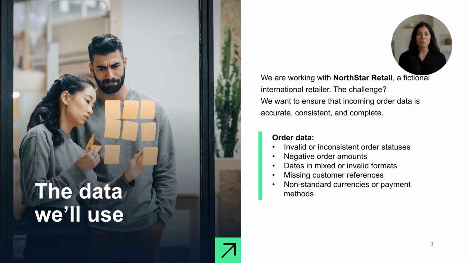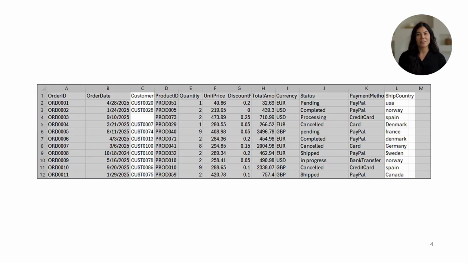In this session, we will be working with a fictional international retailer, North Star Retail, to ensure that their order data is accurate, consistent, and complete. Their current data features a number of issues, including inconsistent order statuses, negative order amounts, and more. When you open the practice file, you'll see that some issues are easy to spot. For example, missing customer references or inconsistent country names. Other issues, like inconsistent date formats, would require more effort to check. We will use an AI agent to go through the order data and identify relevant data quality rules.